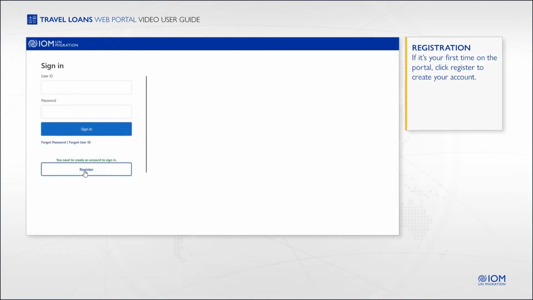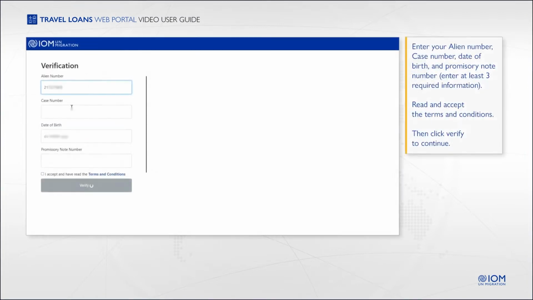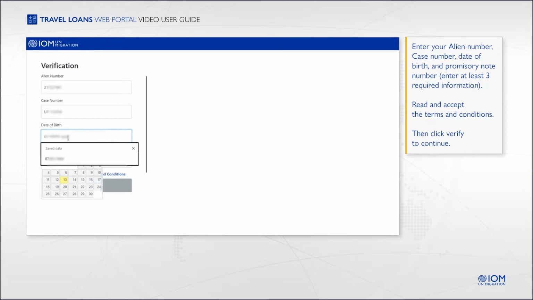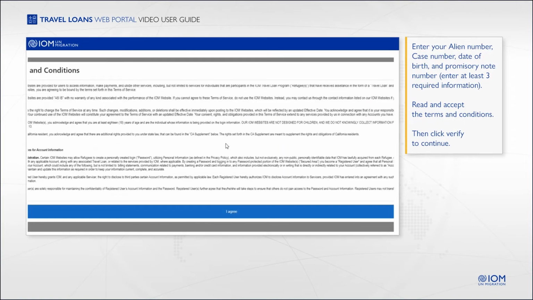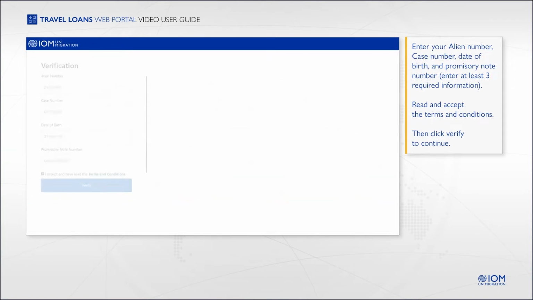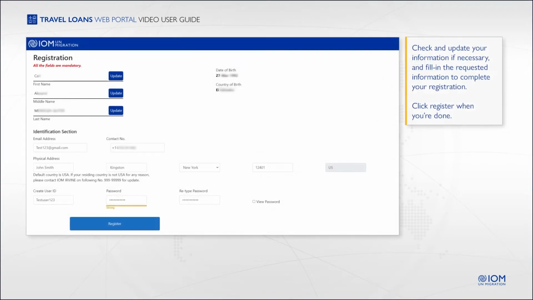Registration. If it's your first time on the portal, click Register to create your account. Enter your alien number, case number, date of birth, and promissory note number. Read and accept the terms and conditions. Then click Verify to continue. Check and update your information if necessary, and fill in the requested information to complete your registration. Click Register when you're done.